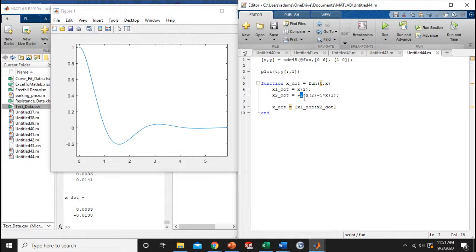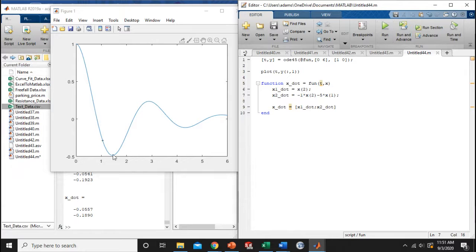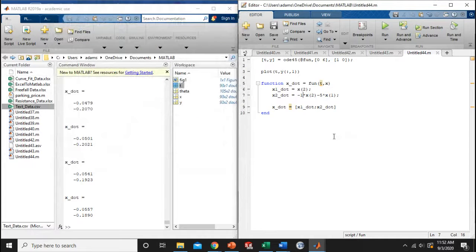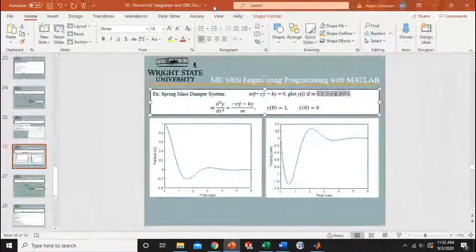So if I decreased what this dampening coefficient was to 1, it should, see, it's even more pronounced here. It dampens it less, so the amplitude doesn't get as small throughout time, but it still does get smaller. And so that's how you would go and solve these second order equations using ode45.